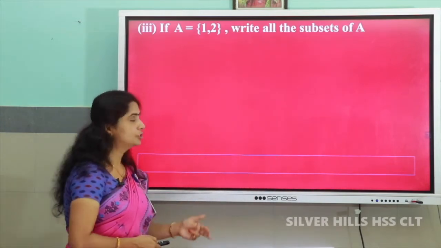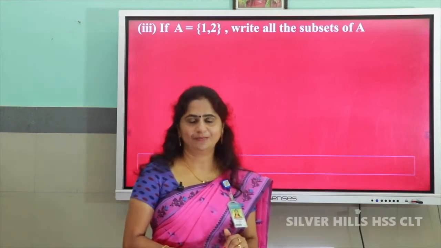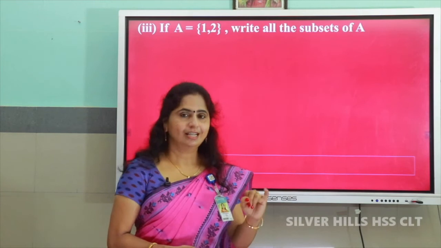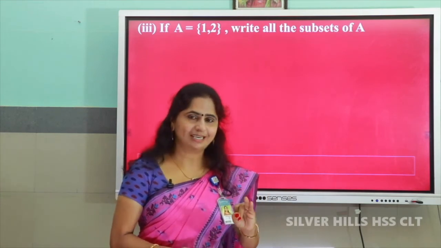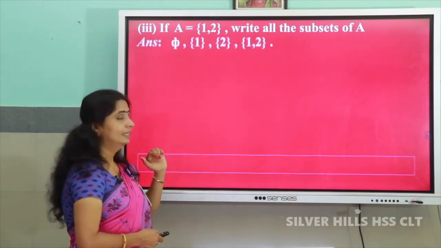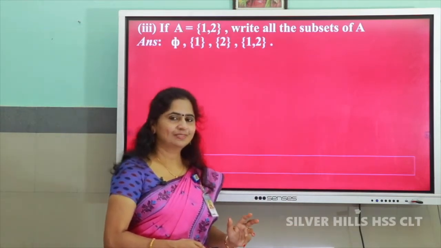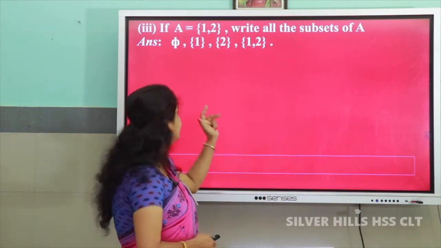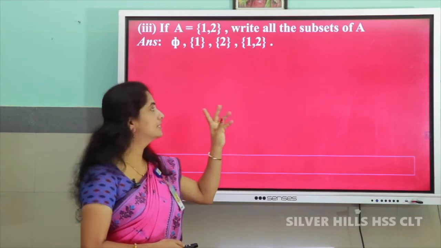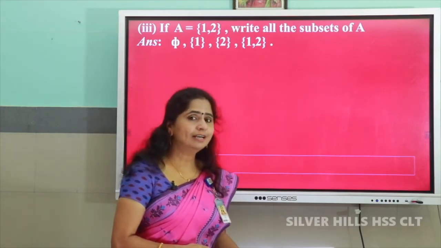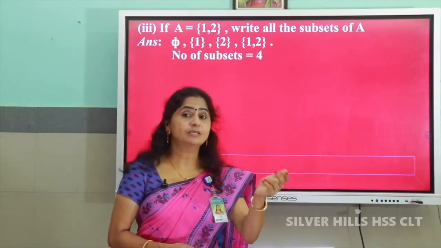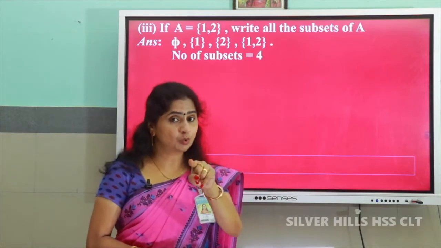Now, let us go to the next example where A is the set {1, 2}. Write all the subsets of A. You know that the empty set is a subset of every set. Then we take one element at a time, then we take the full set. Therefore, the answer will be the empty set, singleton set {1}, singleton set {2}, we are taking one at a time, then together the full set, {1, 2}. So, how many are they? When A has got 2 elements, the number of subsets is equal to 4, which is nothing but 2 square.